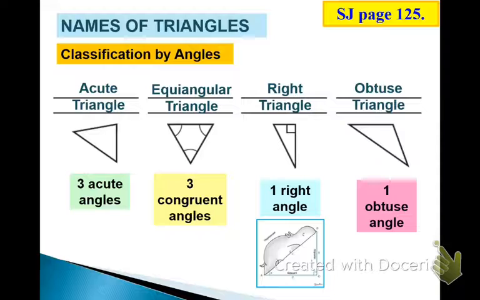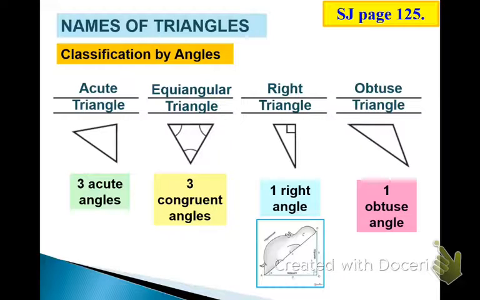What animal is this? A hippo. What is the side called that is across from the right angle? Hypotenuse. So here is what we will talk about.